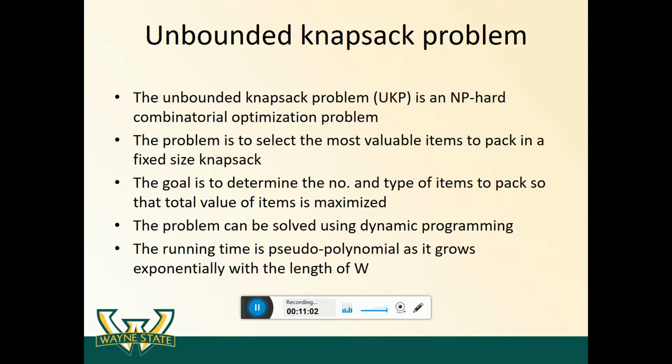The unbound knapsack problem. The unbound knapsack problem is an NP-hard combinatorial optimization problem. The problem is to select the most valuable items to pack in a fixed size knapsack. The goal is to determine the number and the type of items to pack so that the total value of items is maximized. The problem can be solved using dynamic programming. The runtime is pseudo-polynomial as it grows exponentially with the length of W.